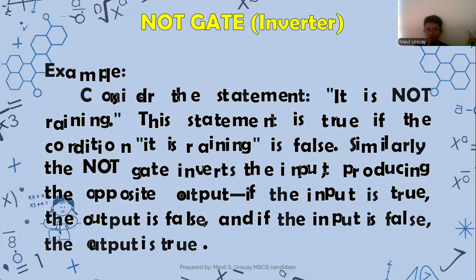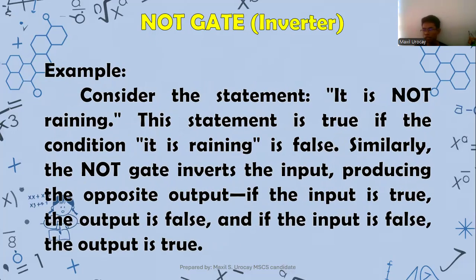Now, when it comes to the example, consider the statement, it is not raining. So the inverted statement will become, it is raining. So the statement is true if the condition it is raining is false. Similarly, the NOT gate inverts the input, producing the opposite output. If the input is true, the output is false, and if the input is false, the output is true. That's how it works.